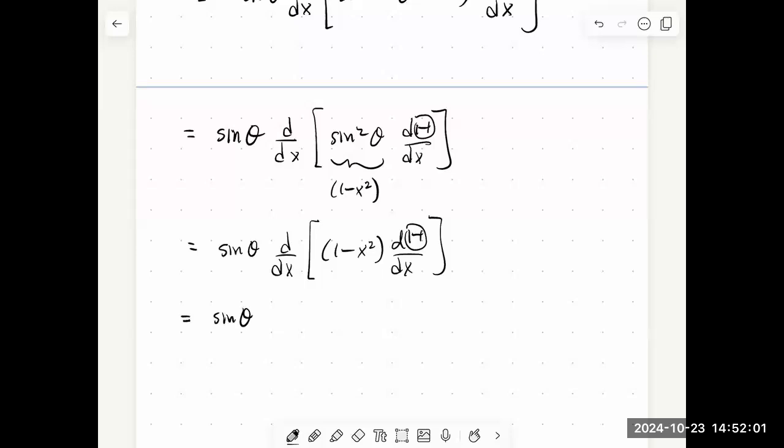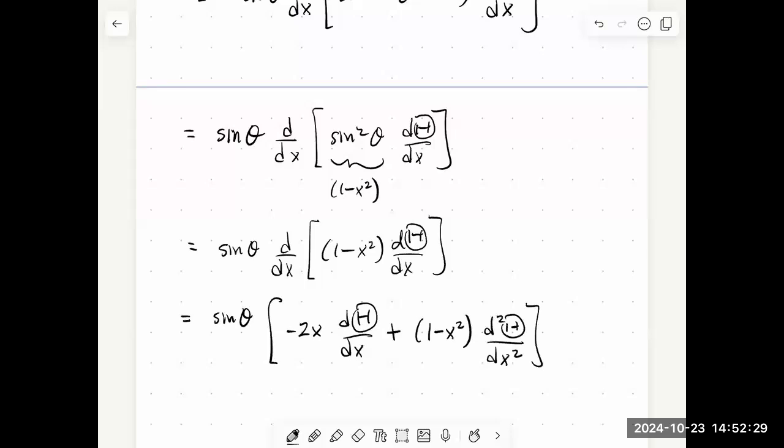Okay, so now we have two functions of x. We have to use the product rule. So we take the derivative of the first term of the product, which is minus 2x, and it multiplies d theta dx. And then we have to do plus: we write down the first factor, and then we take the derivative of the second factor. Like so. All right, good.